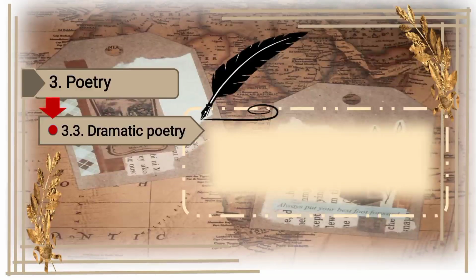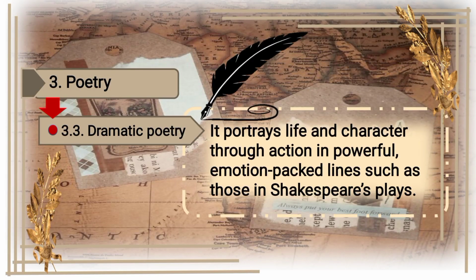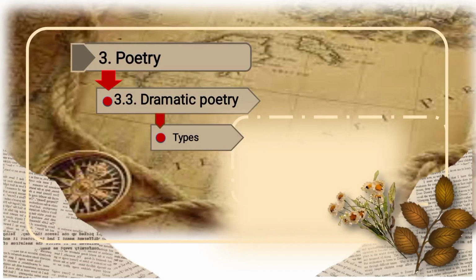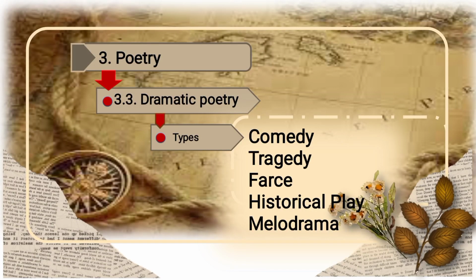Next is dramatic poetry. It portrays life and character through action and powerful emotion-packed lines such as those in Shakespeare's plays. The poetic form is used to set forth life and character by means of speech and action. And under the dramatic poetry, we have also comedy, tragedy, farce, historical play, and melodrama.